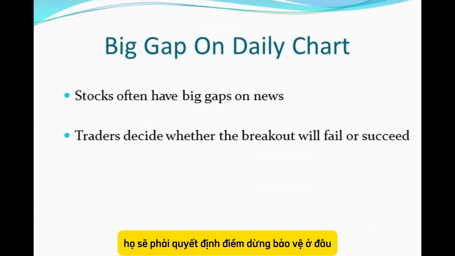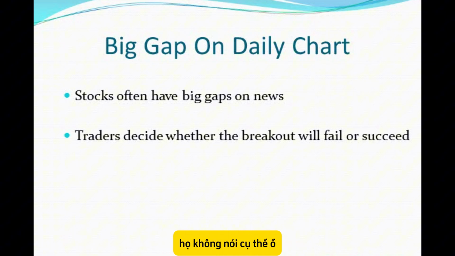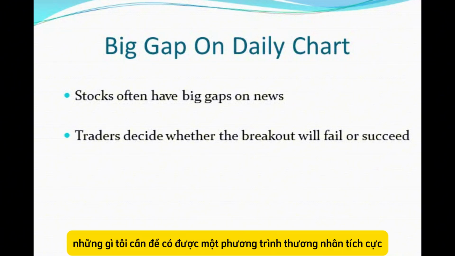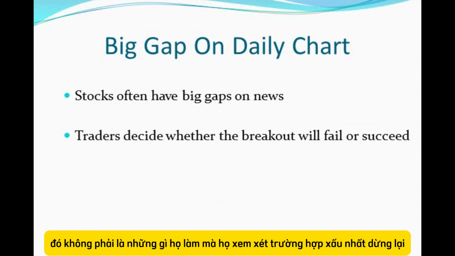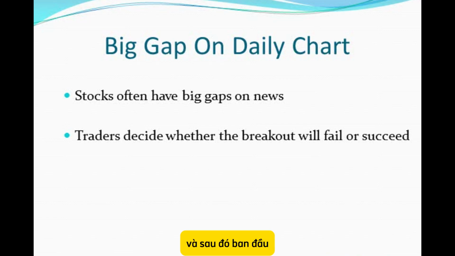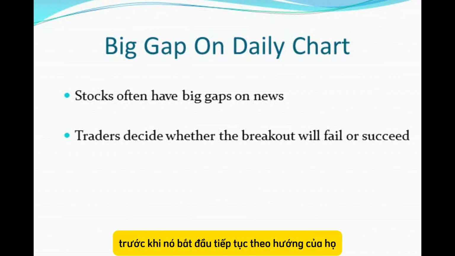They'll have to decide where the protective stop is, and they'll have to go for a reward at least twice as big. They don't specifically say, oh, what do I need to get a positive trader's equation? How big a reward do I need for a positive trader's equation? And that's not what they do. They look at worst case stop, and then initially they'll go for a target twice that size. If the market starts to go their way without getting anywhere near their stop, they'll take a look at how far the market went against them before it started to resume in their direction. At that point, they'll base a target on the actual amount of money that they had to risk on the trade.